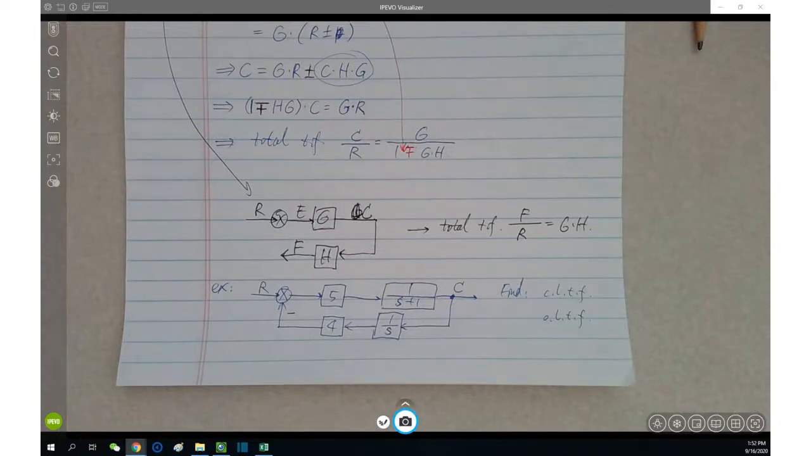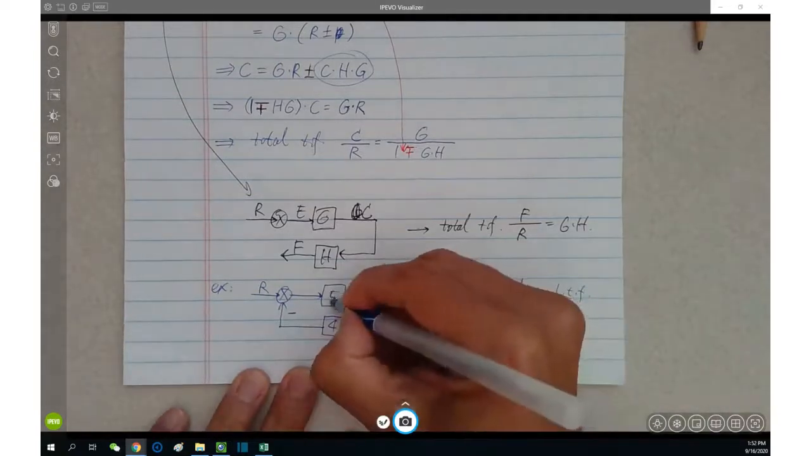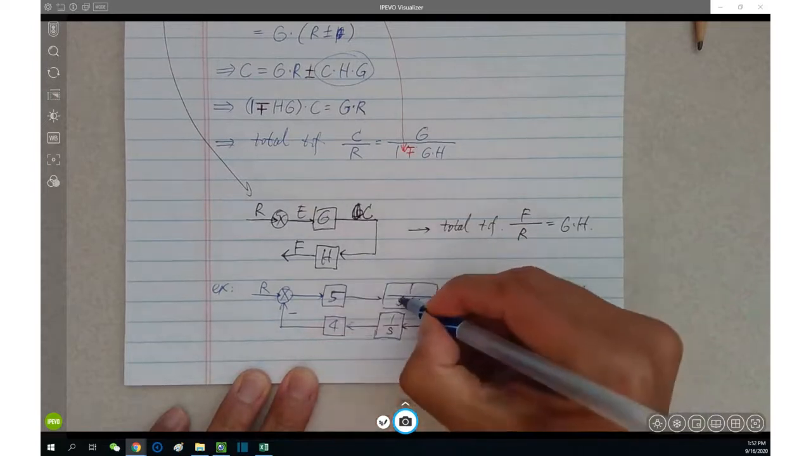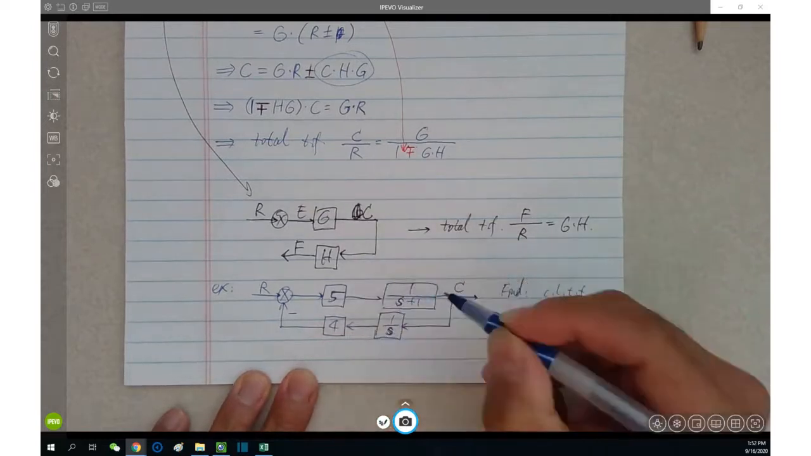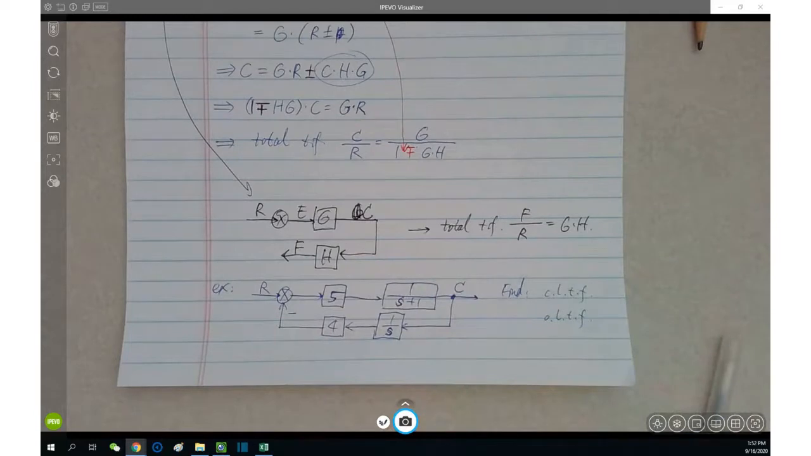Use the algebra about cascade, parallel, and feedback, all of them together, to derive the closed loop and the open loop transfer function of this system. Okay? And of course, here is 5. This is number 5. Here is S. Here is S2. All right, go ahead.